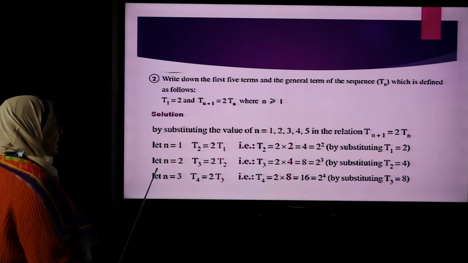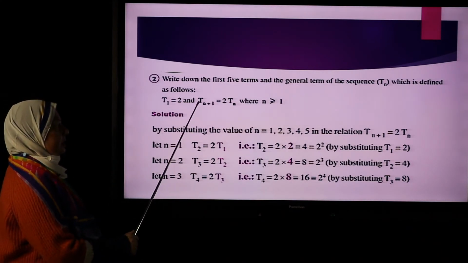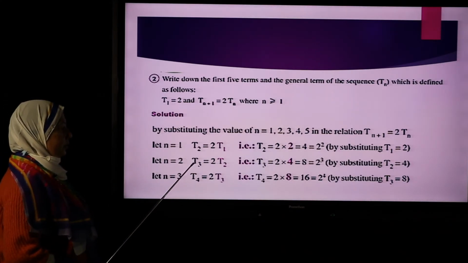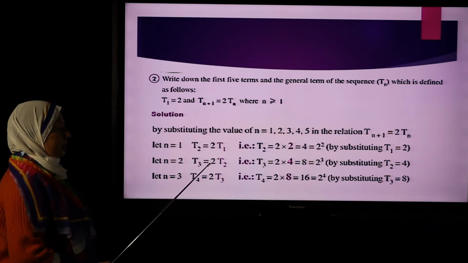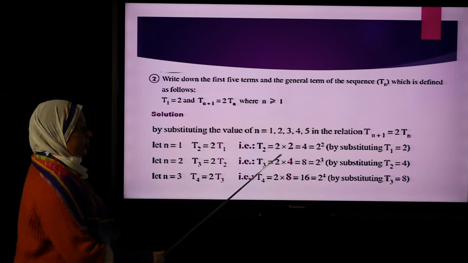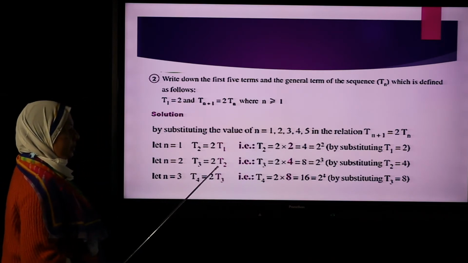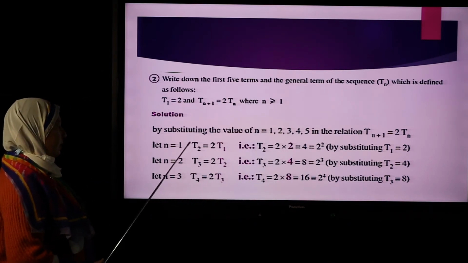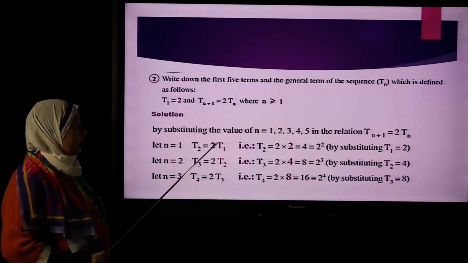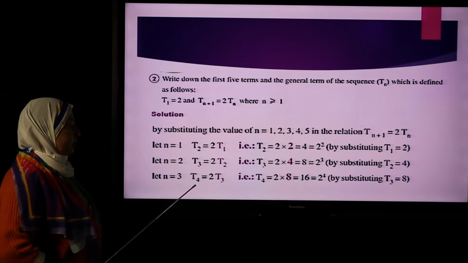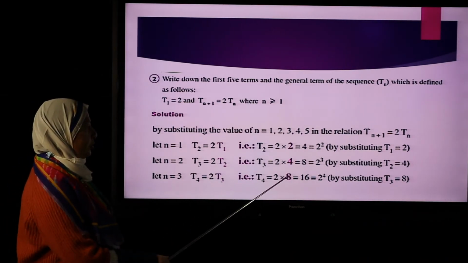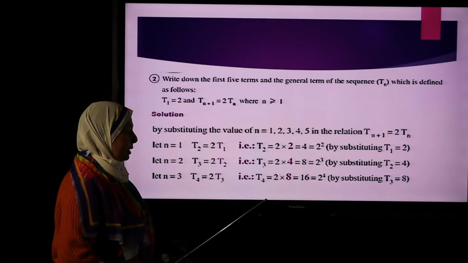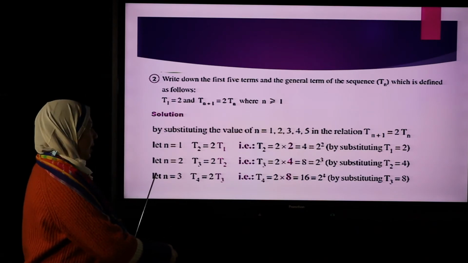Second, let n equal 2. T(2+1), therefore T3 equals 2 times T2. T2, second term, equals 4. 4 times 2 equals 8. And so on. Let n equal 3. 3 plus 1, therefore T4 equals 2 times the third term. Third term equals 8. 8 times 2 equals 16. And so on.